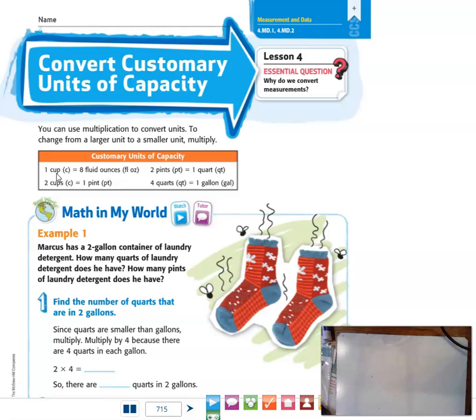Customary units of capacity. 1 cup is 8 fluid ounces. 2 cups is in 1 pint. 2 pints makes a quart. And 4 quarts makes a gallon. So I have this little visual that I used, and I want to share it with you because it can help when you're converting these measurements.